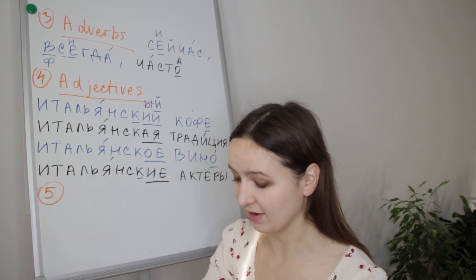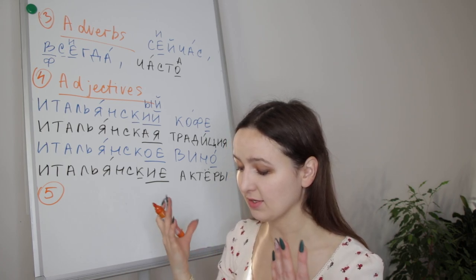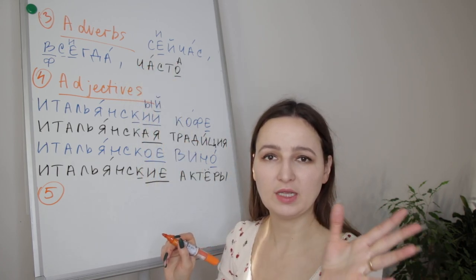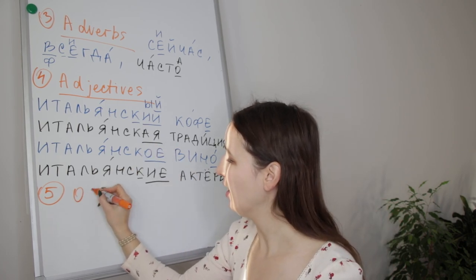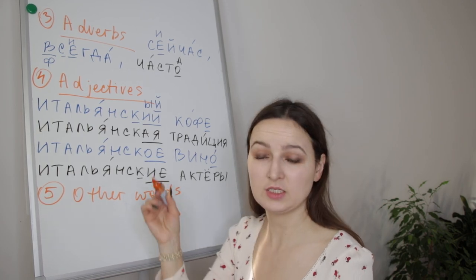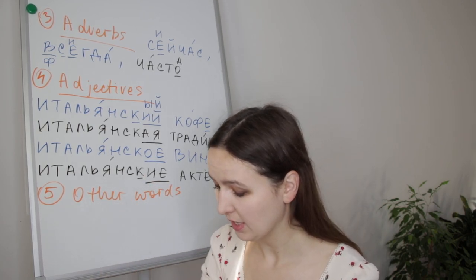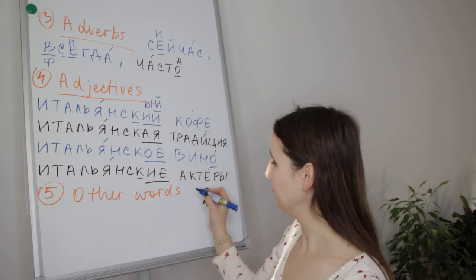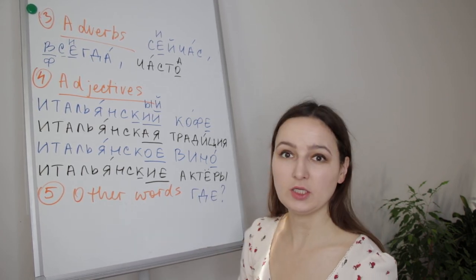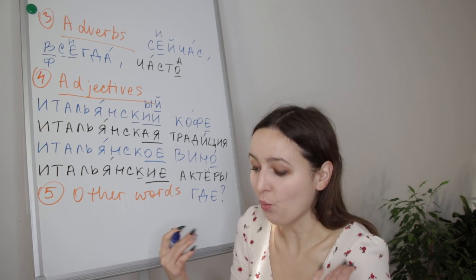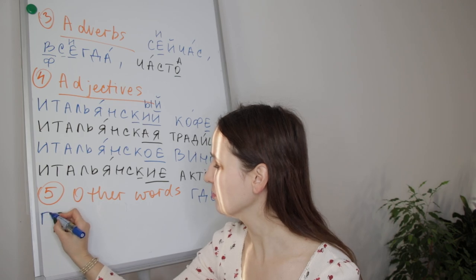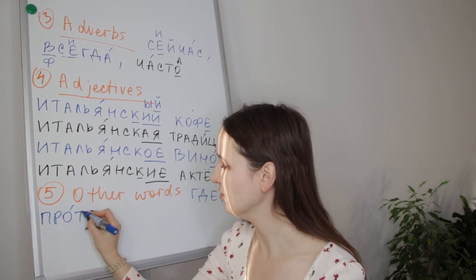And number five is some other words that I didn't put in nouns or in adverbs. Other words. And today's words will be other words. Где? Means where. Где? Where? Против.